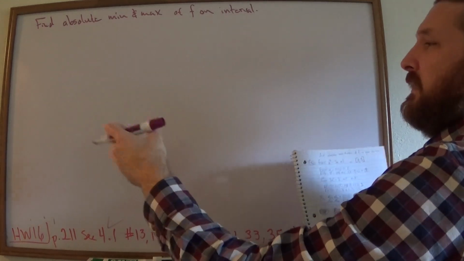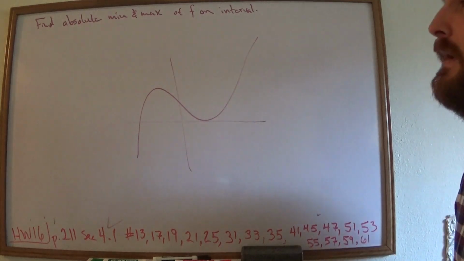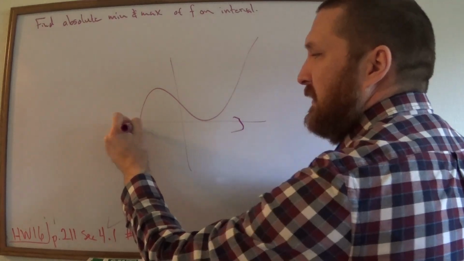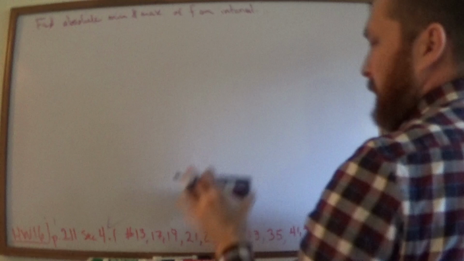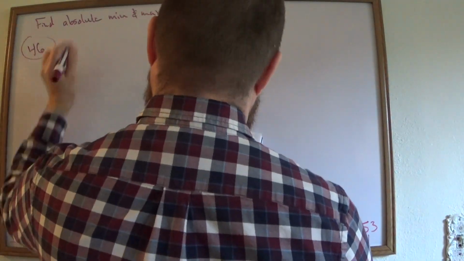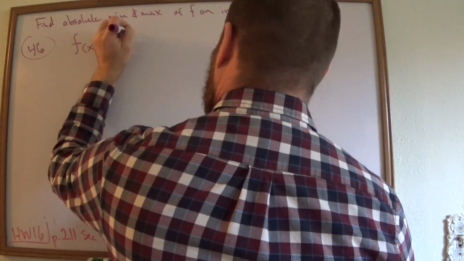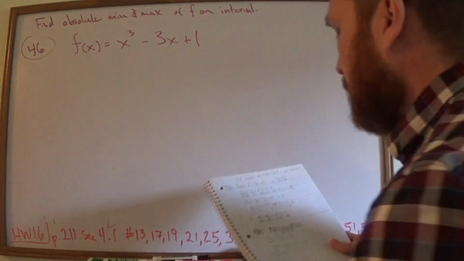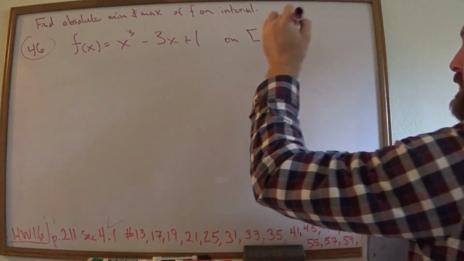Because it might give you something like a cubic like that, and you're like, well, it has no absolute min or max because it goes on forever, but they're going to give you the interval, so it's like this. And you go, oh, okay, I see what you're saying. And so, there's number 46. We're to do this to this function. f of x equals x cubed minus 3x plus 1. Yes, it's the same one we saw earlier. And this time we are on 0 to 3.